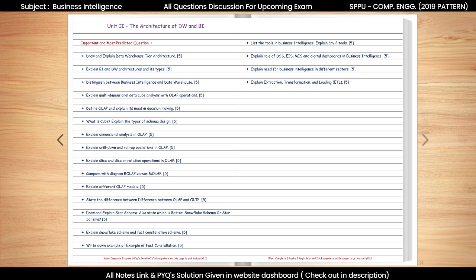Now, let us move on to our next important topic, ETL process. From this topic, we can expect questions such as, explain extraction, transformation, and loading. Extraction collects data from sources, transformation cleans and converts data into suitable format, and loading stores data into the data warehouse. ETL ensures data quality and consistency for analysis.